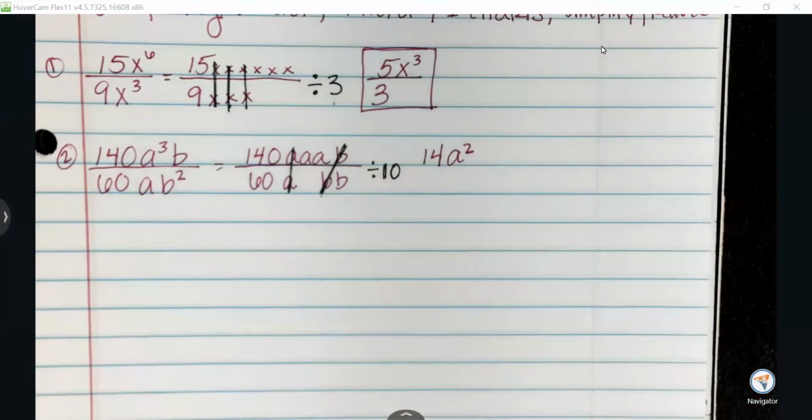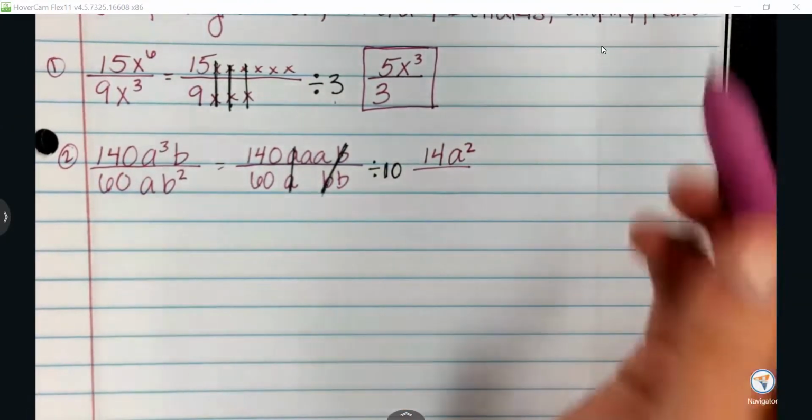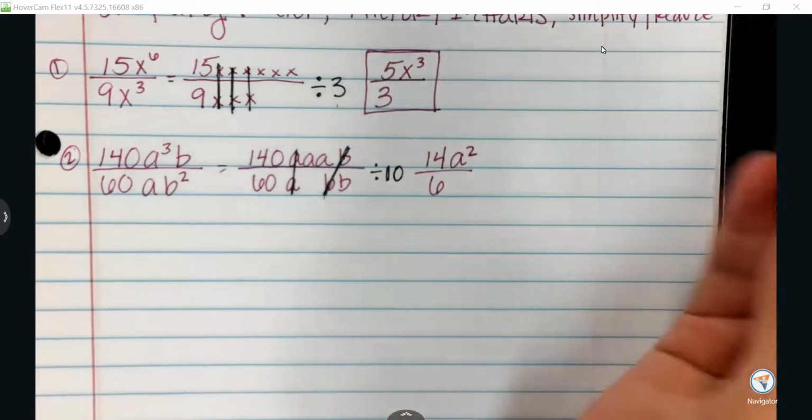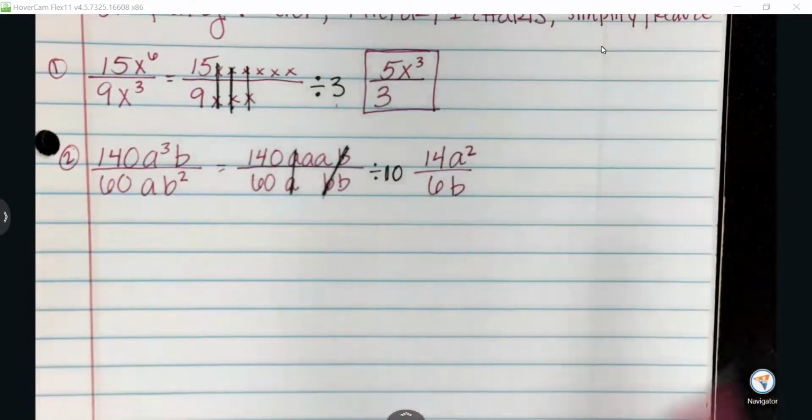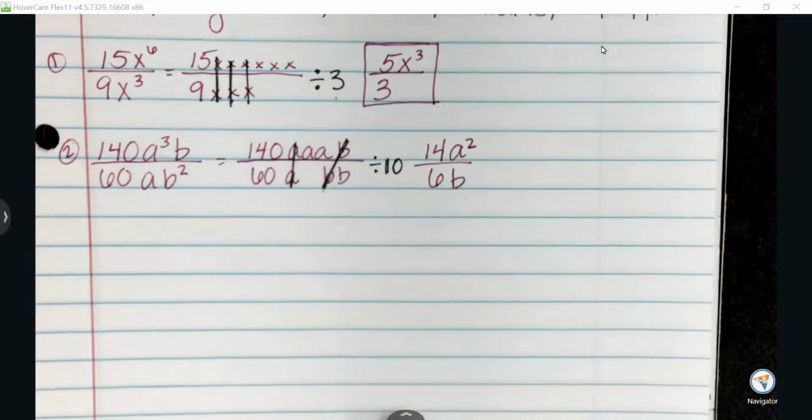Are there any b's on top? Nope. So let's go to the denominator. What is 60 divided by 10? 6. What else is there? A b. Now, is this my final answer? Why not? I can simplify.